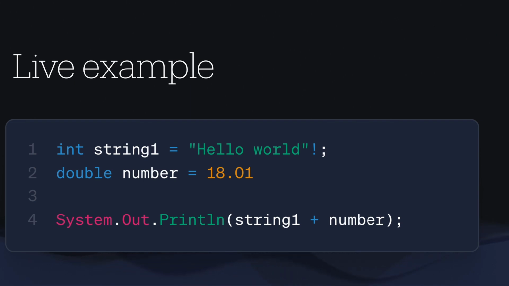The first one being int string1 is equal to "hello world". Now, a string shouldn't have the type of integer, so let's change that over to a string type.